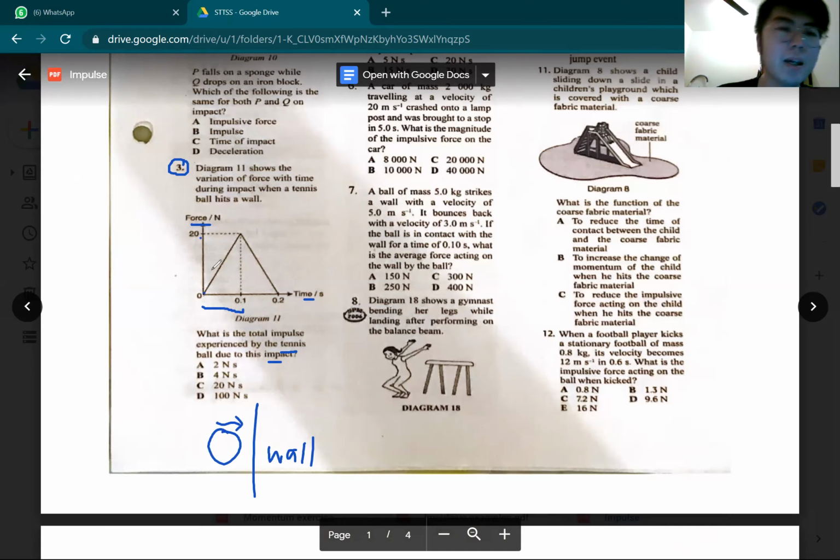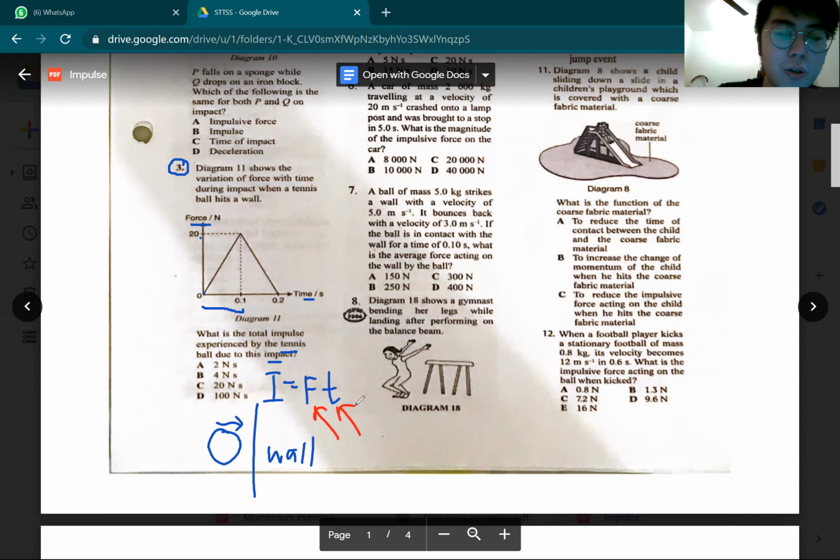Now, the point here is that the force is not a constant force. Okay, you have to note that this force is changing over time. It is not a constant force. Since it is changing, we cannot just straight away put in the formula for impulse. Again, your impulse is I equals Ft.